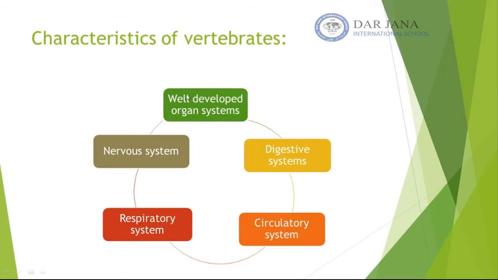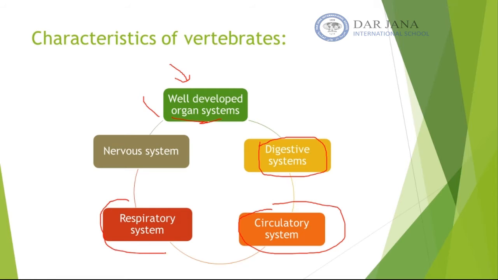Another characteristic that vertebrates have is that they have well-developed organ systems. We know that in our body we have different organ systems, like the digestive system that is needed for digesting the food, the circulatory system for the movement of the blood, the respiratory system for breathing, and the nervous system for sensation and sending messages throughout the body. Those are the general characteristics of vertebrates.